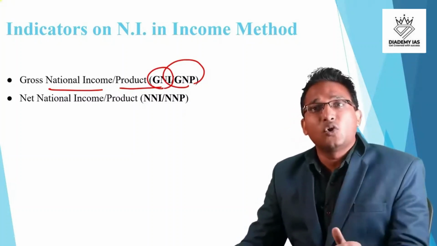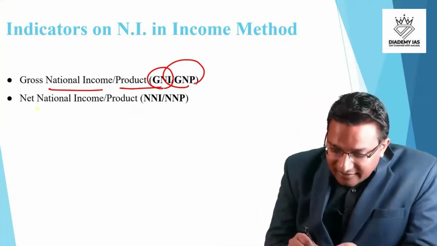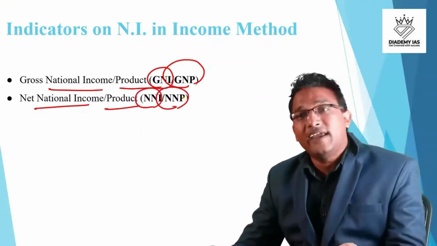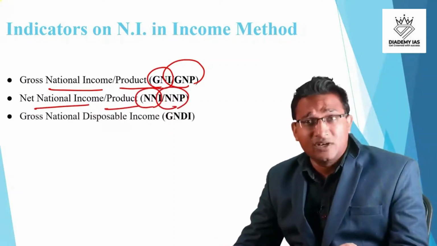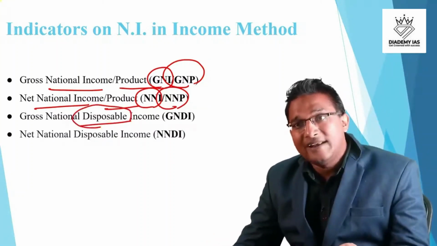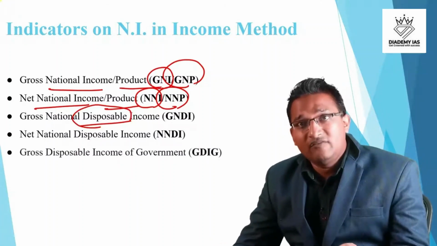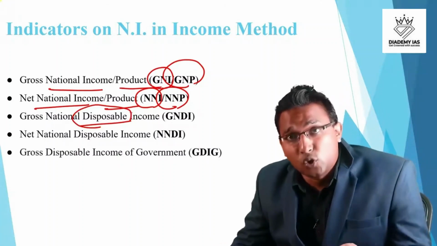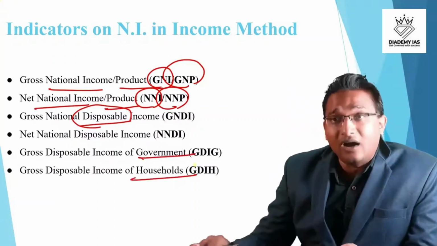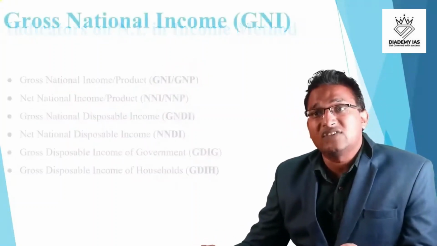So gross national income or gross national product. Then we have net national income or net national product, NNI or NNP. Then we have gross national disposable income. So here the difference is disposable and net national disposable income. Then we have gross disposable income of government and gross disposable income of the household. Now we will discuss each one of them.